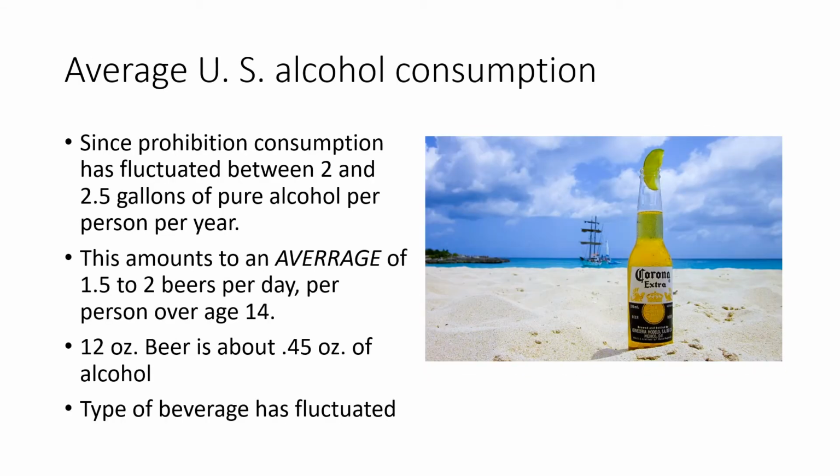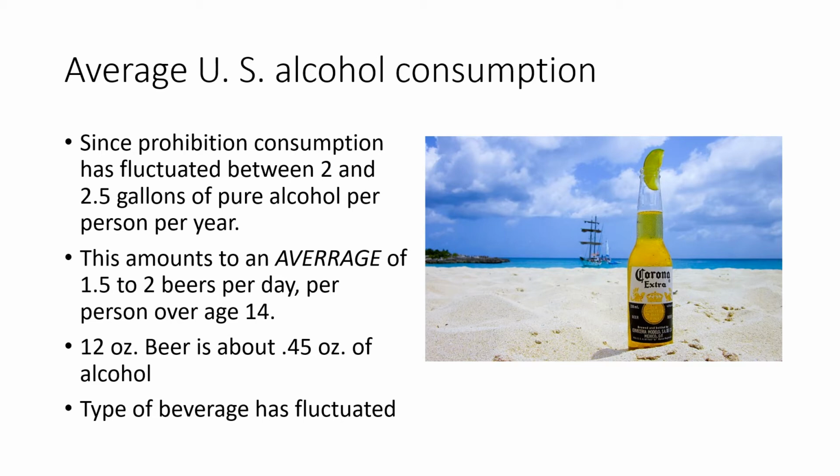Since the end of prohibition, we've seen a shift in U.S. alcohol consumption, although this changes slowly over time. Since prohibition, consumption has fluctuated between 2 and 2.5 gallons of pure alcohol per person per year. This amounts to an average of 1.5 to 2 beers per day per person over the age of 14. However, we should note here that 50% of the U.S. adult population able to drink has not had a drink in the last 30 days. This means that there are a small number of heavy drinkers who radically increase the average consumption.